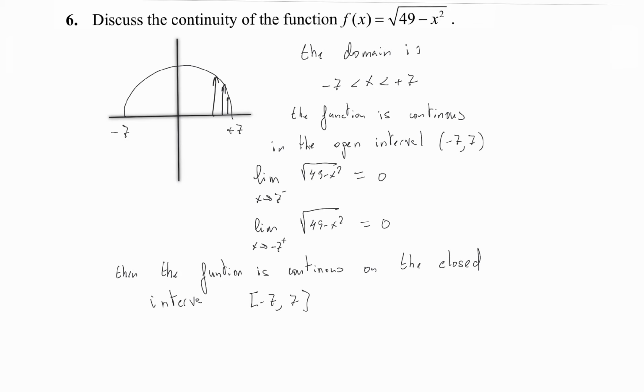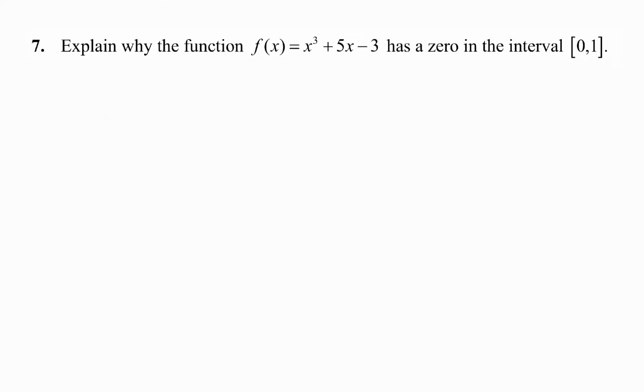So when you approach the point 7 from the left, this is the minus, the limit is 0. When you approach minus 7 plus, from the right, going in this direction, the limit is also 0. So the function is also continuous on the closed interval minus 7, 7. Let's go to another problem.